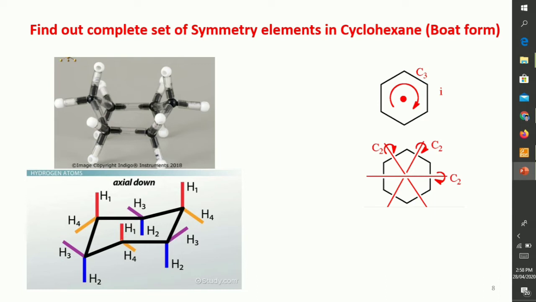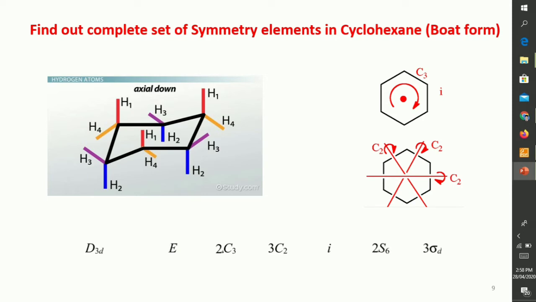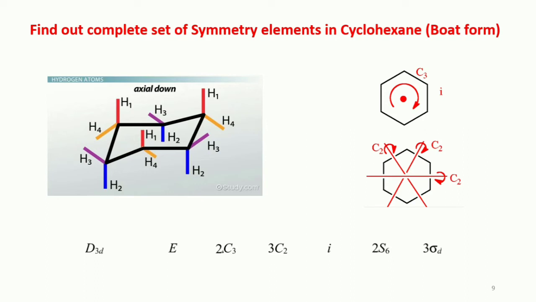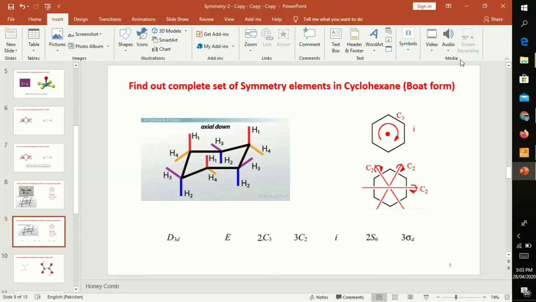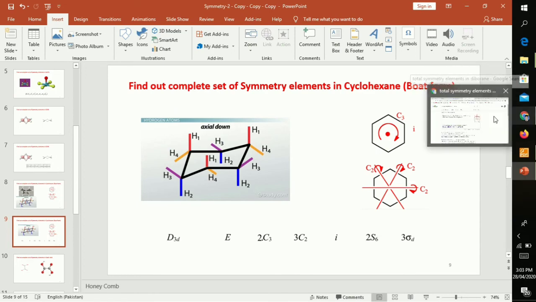There is 2 S6 and 3 sigma D present in this molecule. This is actually the sigma D is present, just like C2 axis of rotation present in this chair cyclohexane boat form. For the better understanding of this molecule, we better go to the three-dimensional structure of this cyclohexane, so that all the symmetry operations may be obvious to us.